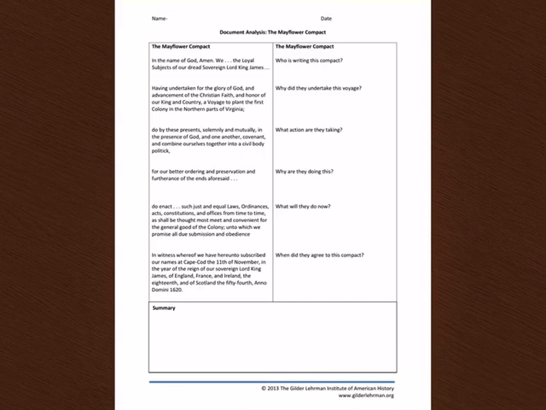So for our better ordering, they're coming together, right? They are saying for our better ordering and preservation and furtherance. So they want to make sure their colony is preserved and sticks and doesn't go away, right? Because what do they want? Do they want it to keep going later on down the road? Yeah, right? So they're for the future, right?